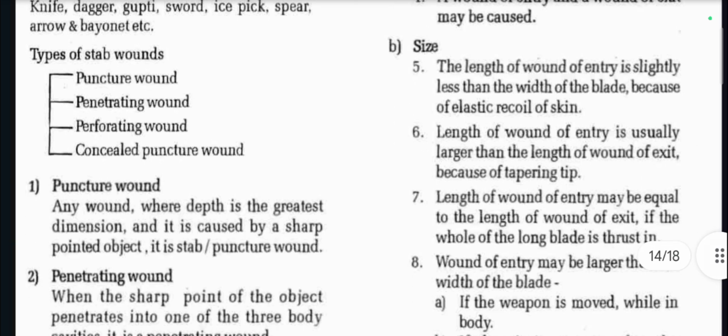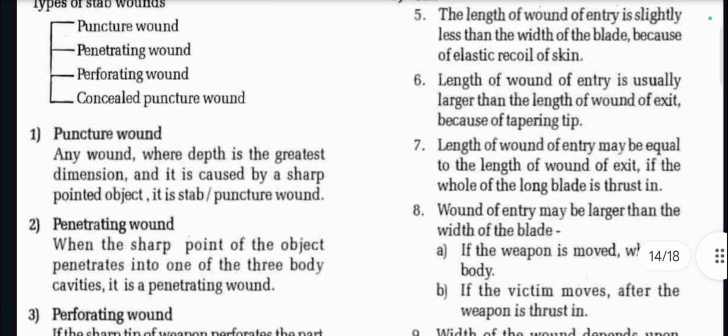The length of the wound of entry is slightly less than the width of the blade because of the elastic recoil of skin. Okay. So the length of the wound of entry is usually larger than the length of the wound of exit because of the tapering tip. Either there would be a tapering tip or recoil of skin. So the length of the wound of entry may be equal to the length of the wound of exit if the whole of the long blade is thrust in.